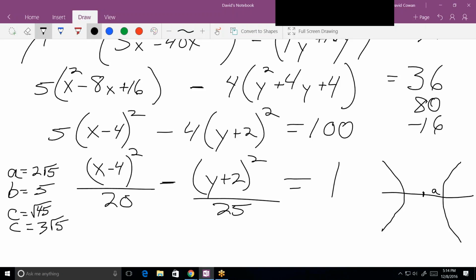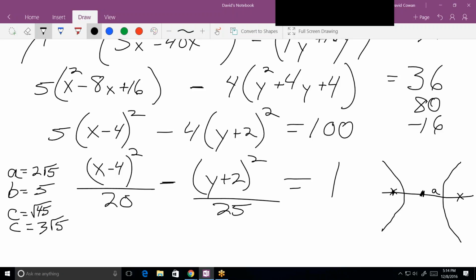And notice something about this, and that is C is always bigger than A or B. That's because C is inside the hyperbolas, and C is the distance from the center to the foci, and since A is the distance from the center to the vertex, C is always bigger than A, but it's also always bigger than B since it's equal to the square root of A squared plus B squared. C is always going to be the biggest number there.